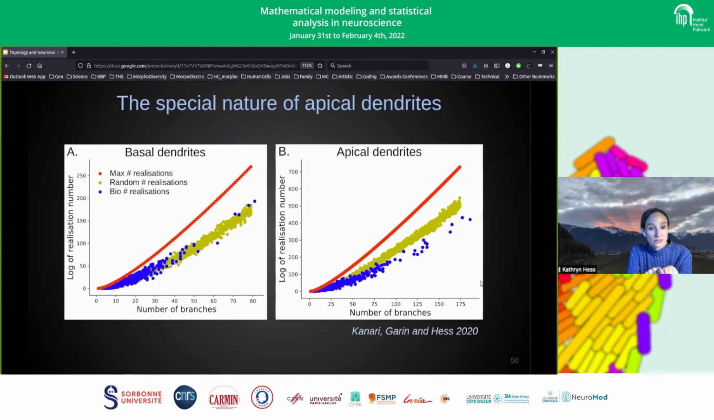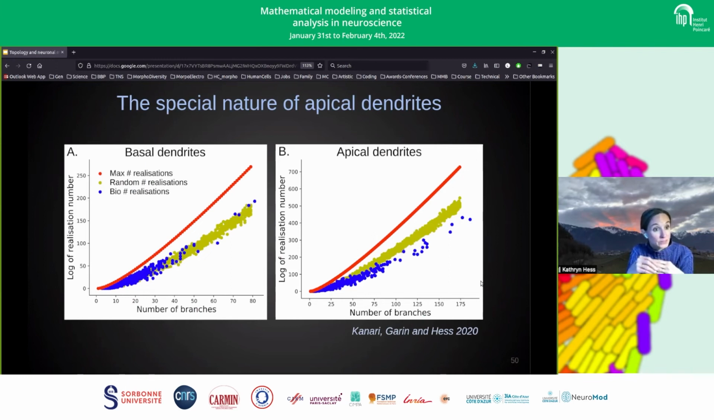But then we ask: if we look at barcodes that are chosen at random, what sort of realization number are we going to get? That's what the yellow-green points are here, plotting the number of bars against their realization numbers. And then the blue points are coming from actual biological trees, from either the basal dendrites or apical dendrites. The basal dendrites seem to be more or less like random trees, but the apical dendrites are different. They have significantly lower realization numbers, so the number of possible combinatorial types of trees you could have with that particular barcode is lower. So there is something special about the nature of these apical dendrites.